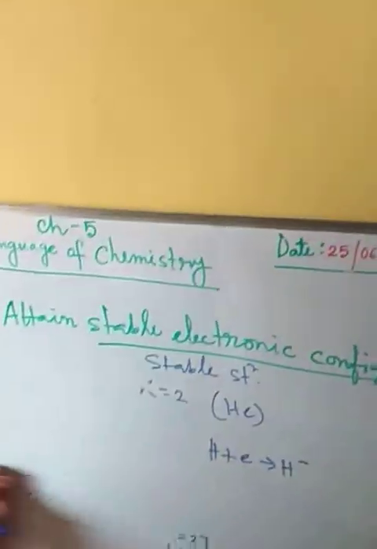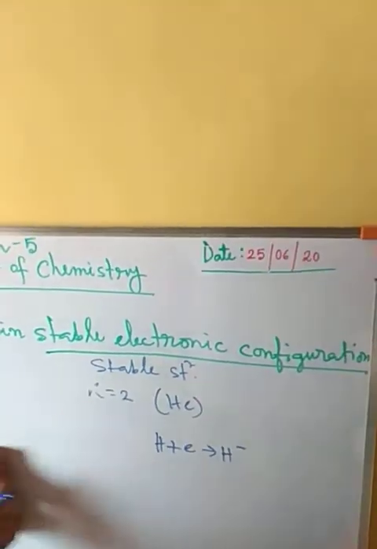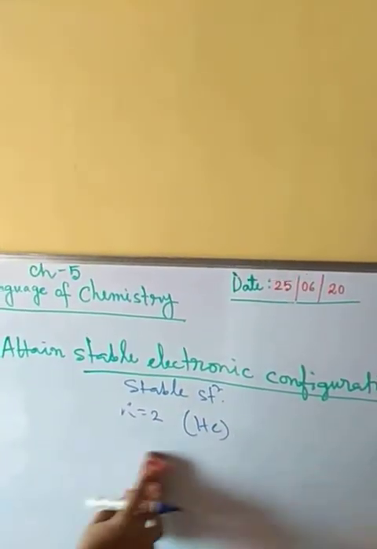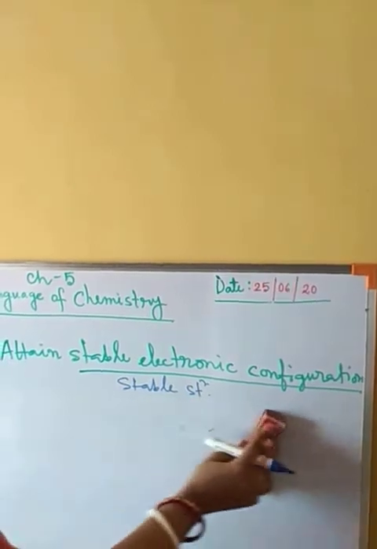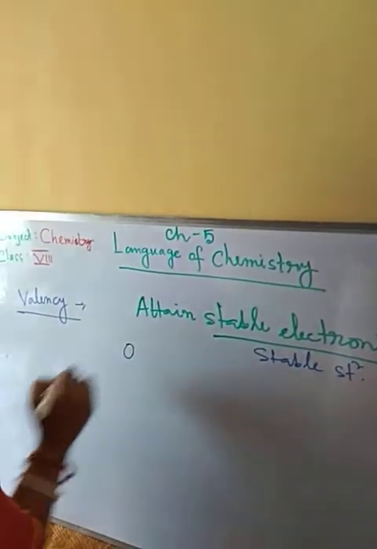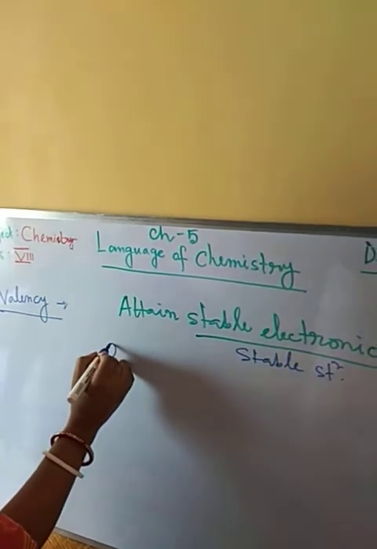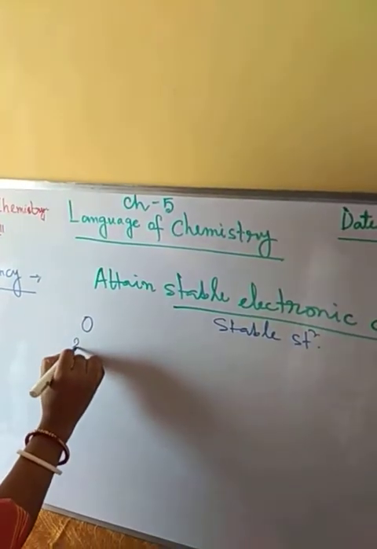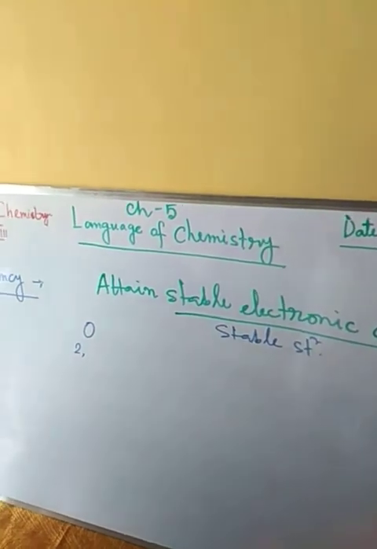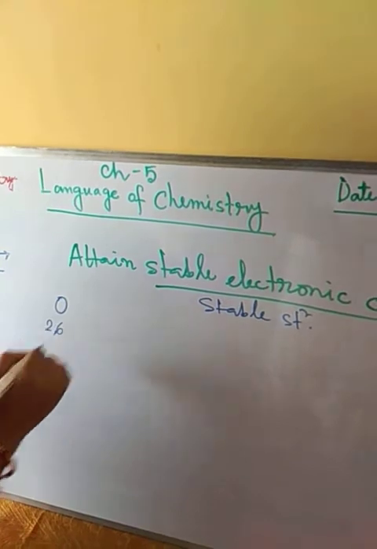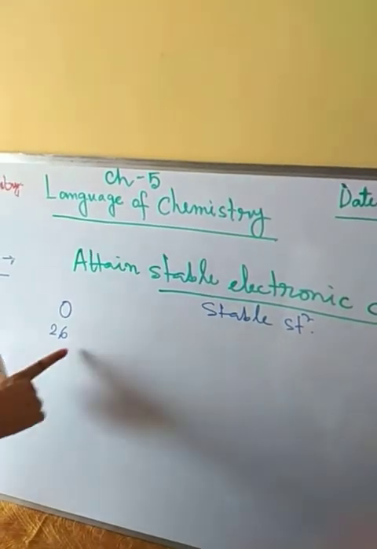Now we will do a negative ion. Let's see how negative ions form. Suppose for oxygen, the total number of electrons is 8. So in the first shell there are 2, and in the second shell 6 electrons.